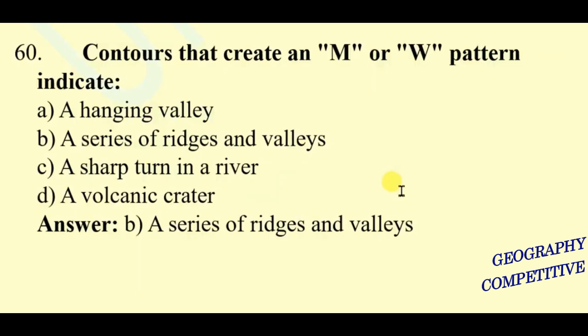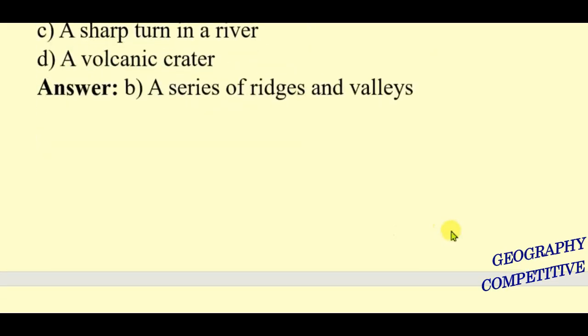The contours that create an M or W pattern indicate a hanging valley, a series of ridges and valleys, a sharp turn in a river, a volcanic crater. Here the right answer will be a series of ridges and valleys.